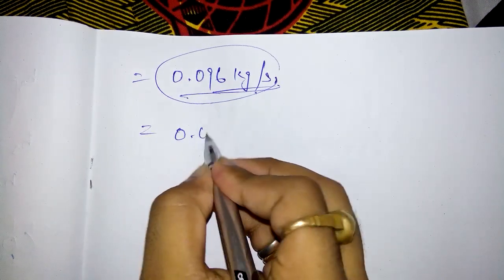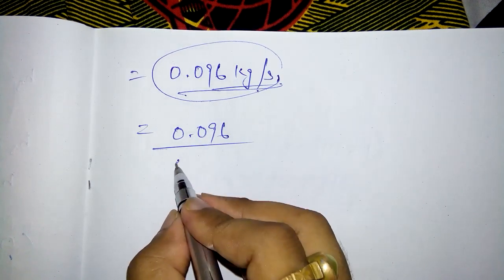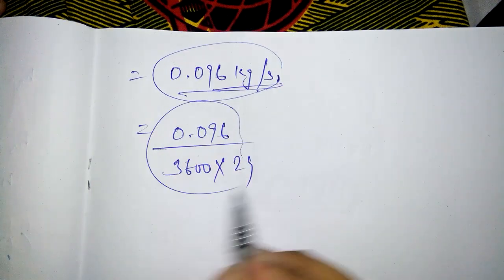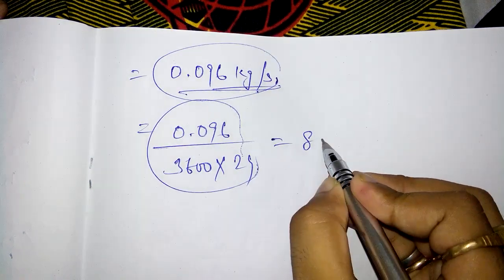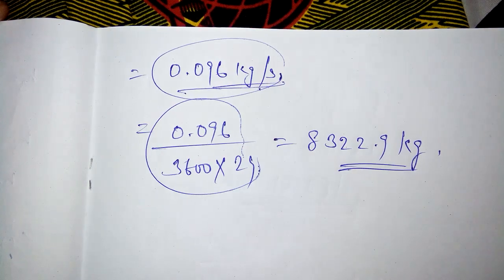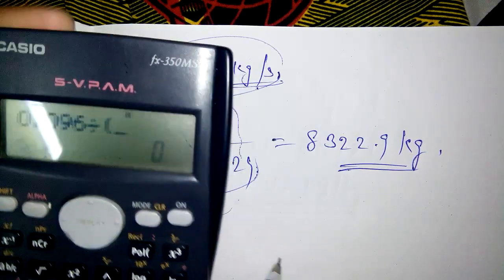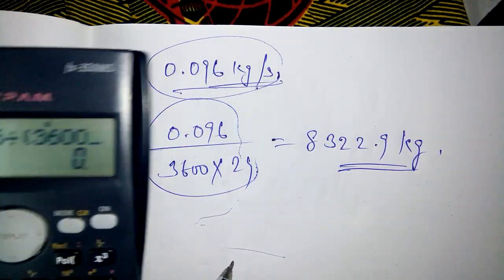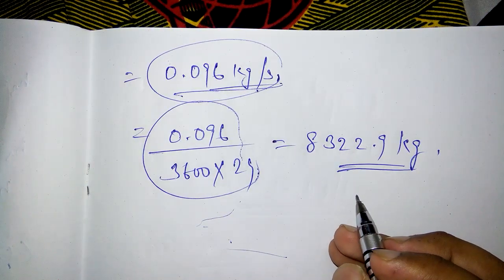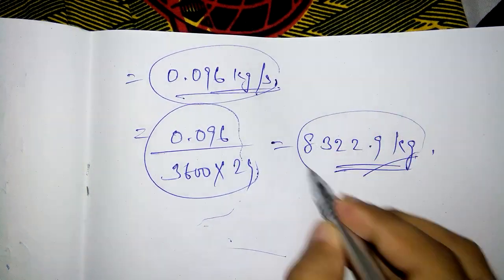So in 24 hours, 0.096 divided by 3600 multiplied with 24. Okay, if you solve this you will get that your answer is 8322.9 kg. Okay, I can show you, 0.096 divided by 3600 into 24. It is coming 83229 kg.